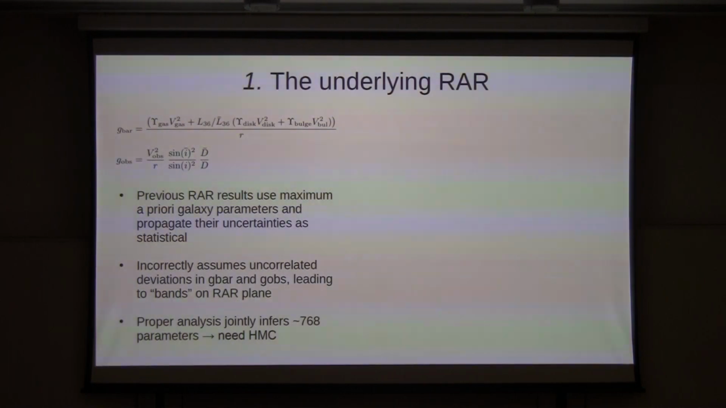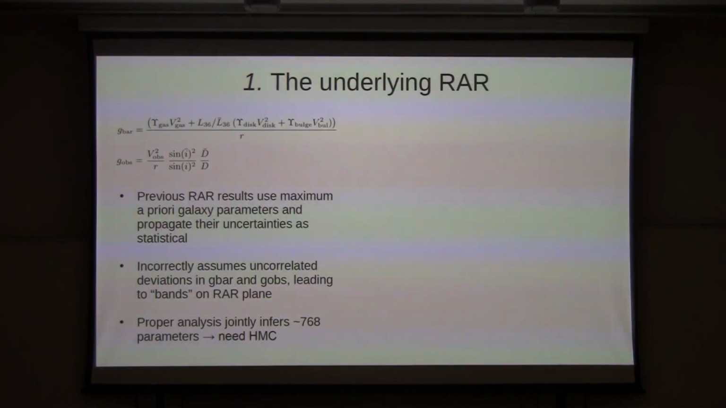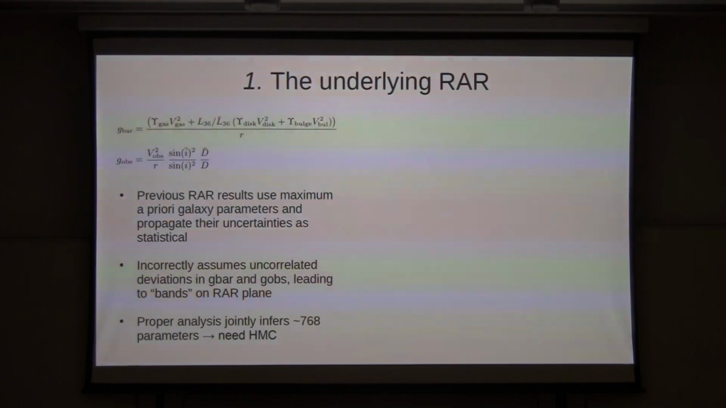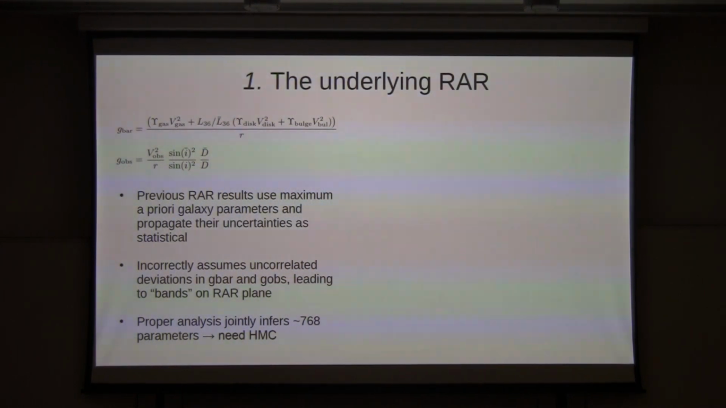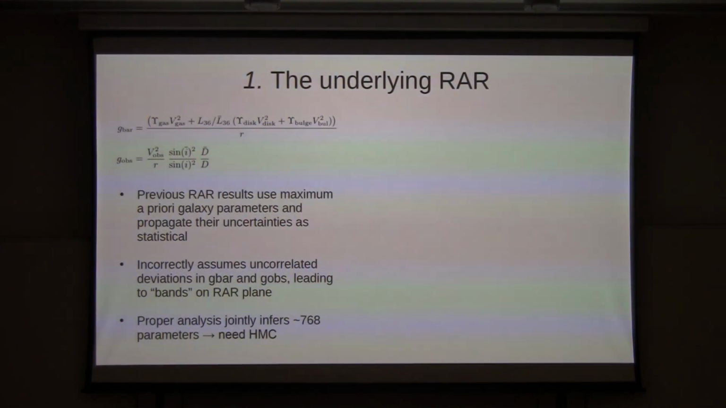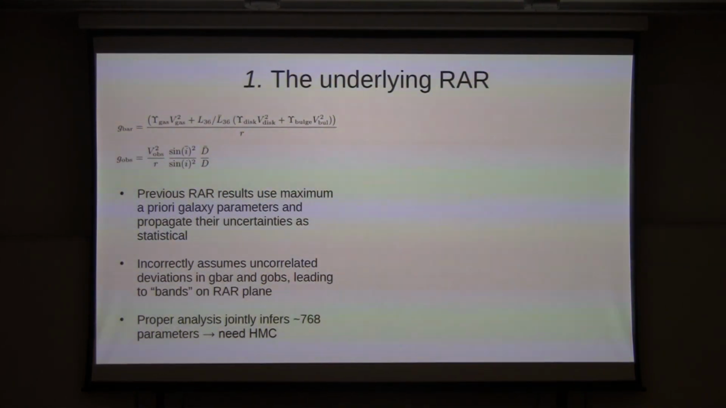So I'll assume here that the RAR is described by a simple interpolating function. It doesn't matter much what exactly you choose. That has a single free parameter, A0, plus an intrinsic scatter. If I want to do this full analysis, then if I had 147 galaxies, of which 31 have important voltages, I need in total 768 parameters to be inferred simultaneously. So all of these quantities for each galaxy, plus A0 and the intrinsic scatter in the RAR.